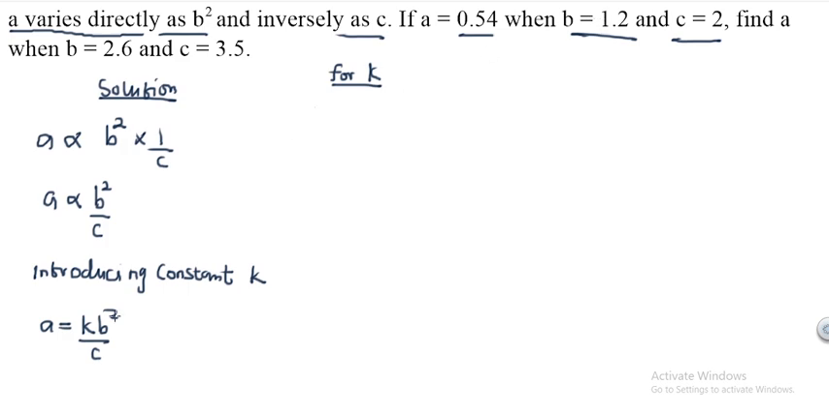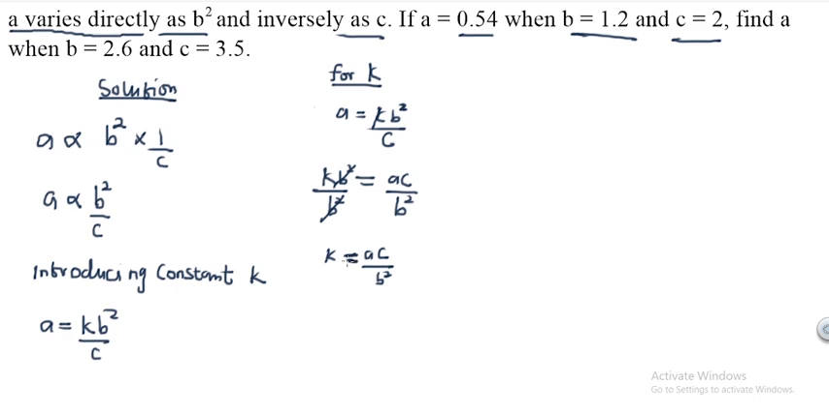First thing we want to do is to make K the subject of the formula. If we have the equation as A is equal to K B squared over C, the first thing we want to do is to cross multiply. So if I cross multiply this equation, I'll have K B squared is equal to A C. From here, I can divide both sides by B squared, this cancels out B squared, and then K is equal to A C over B squared.